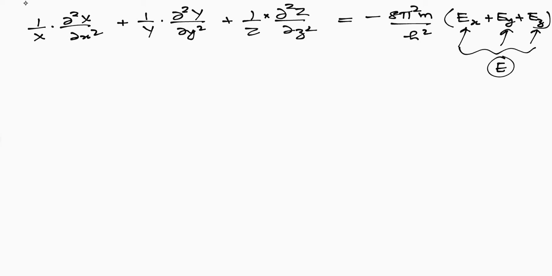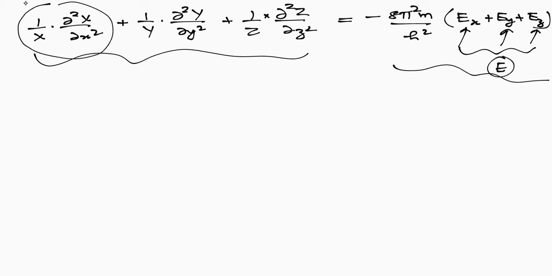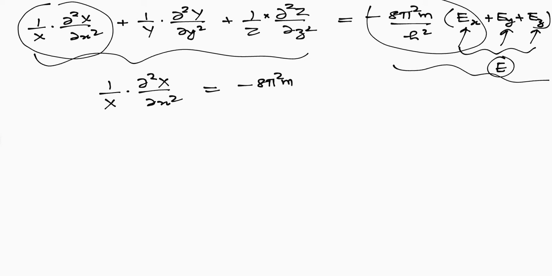Now, see, in left hand side we have three terms, in right hand side also we have three terms. Since they are equal, we can compare the term which depends only on x with the term having x component in the right hand side. So I'm going to equate in this manner. That is, the first term, 1 by X dou square X by dou x square, which is a function of the variable x, I'm equating to minus 8 pi square m by h square into Ex, the x component of energy, because this is the only term which depends on the x variable, right.